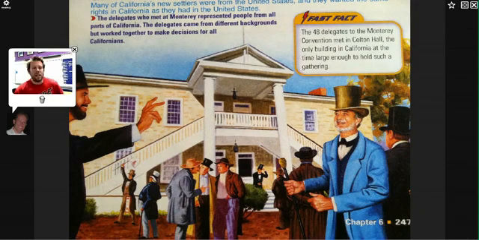At this time, though, the United States Congress was busy dealing with issues and conflicts over slavery. The northern states of the United States were free states, and the states in the southern part of the United States were slave states. So the Congress did not have the time to take up the issue of whether California should become a part of the United States instead of just being run by these military officials.